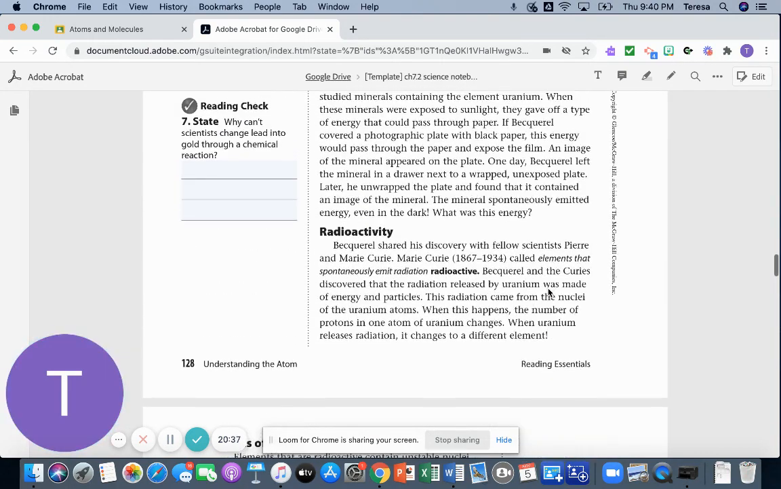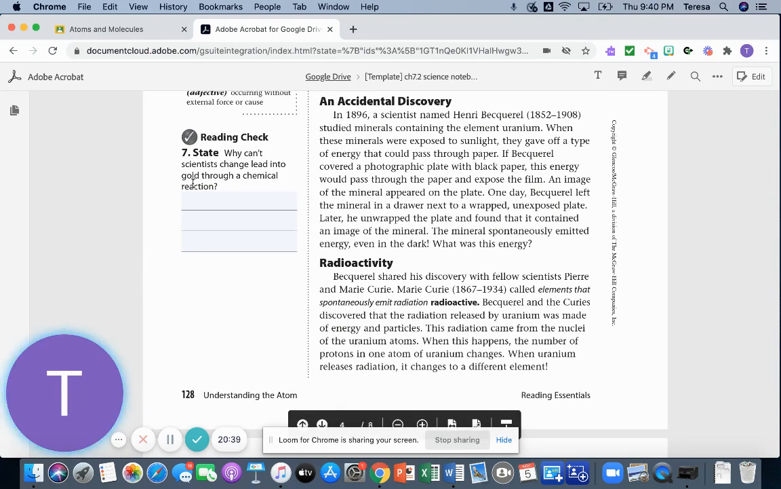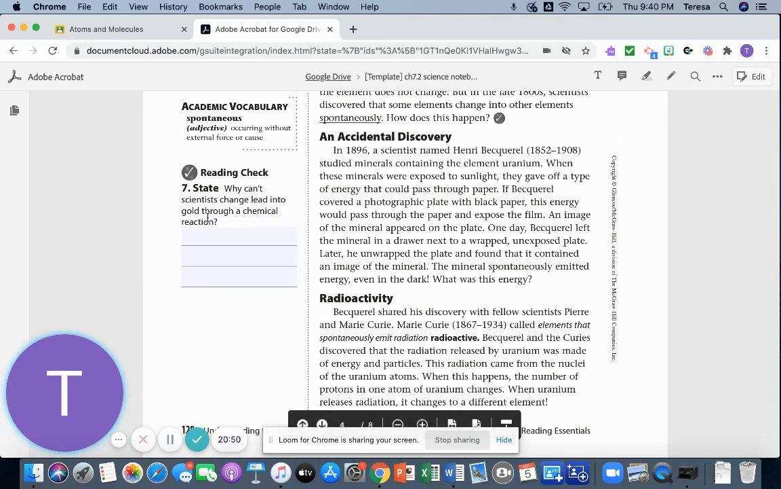So types of decay. Elements, let's come back to this. Why can't scientists change lead into gold through a chemical reaction? Well, a chemical reaction will not change the number of protons in an element. So the only way to change lead into gold would be to change the number of protons in the lead atom to the number of protons that were in the gold. And that is not possible through chemical reactions. Chemical reactions only change the arrangement of the atoms. It doesn't actually divide or split atoms into new ones.